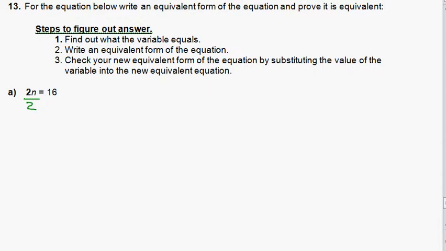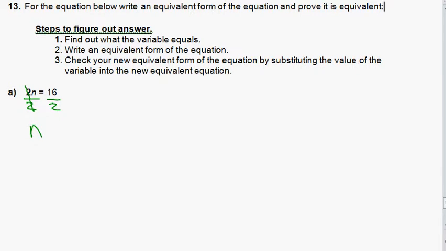And I have to remember, though, if I do something to the left side of the equation, I must do exactly the same thing to the right side. It's called keeping things balanced. Alright, so what would 2n divided by 2 equal? Well, 2 divided by 2 is actually 1. So they kind of cancel off, and you have 1n. Well, instead of writing 1n, you can just write n.